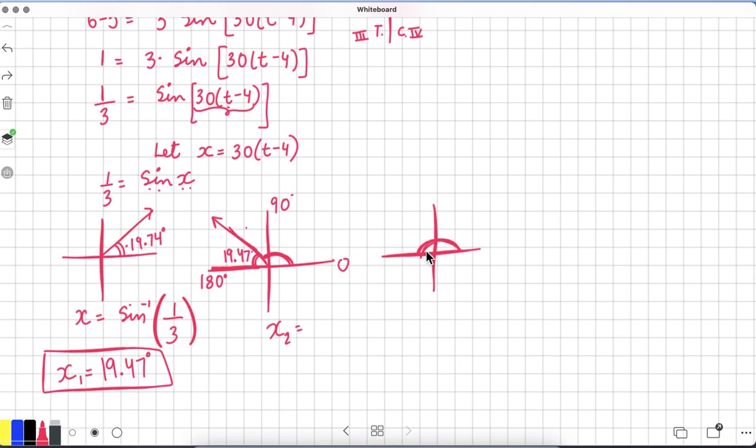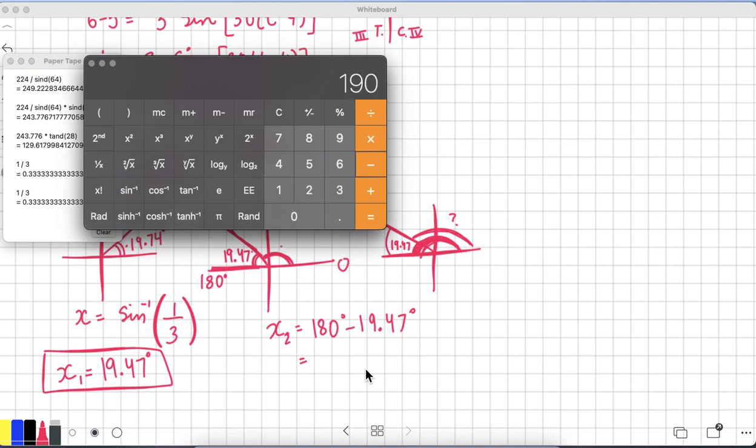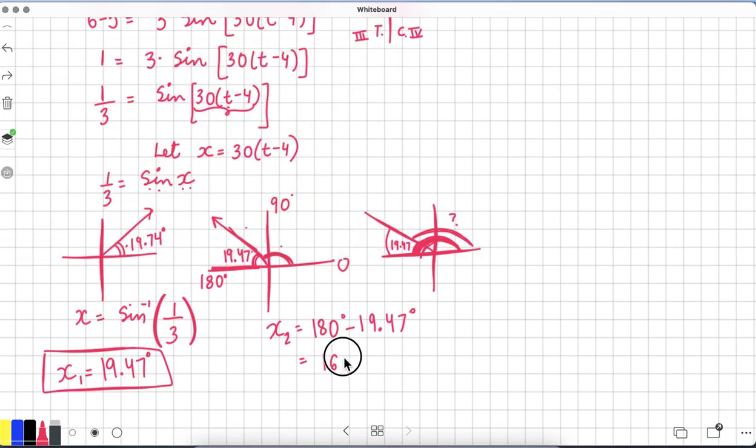But out of the 180 degrees here, if I say this part is 19.47, how do I get the other part? From the total angle, which is 180, from here to here is 180. So from that 180, subtract this 19.47, we are going to get the angle in quadrant 2 here. Let's see. So 180 subtract 19.47, and I'm getting 160.53.